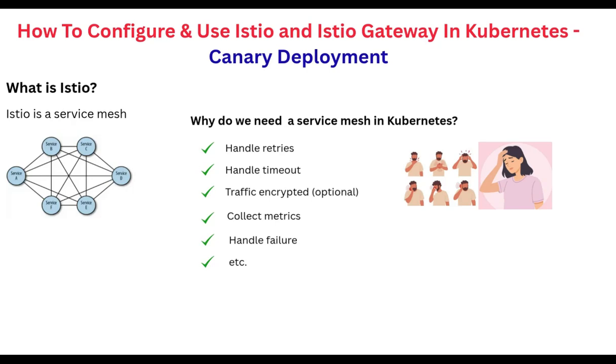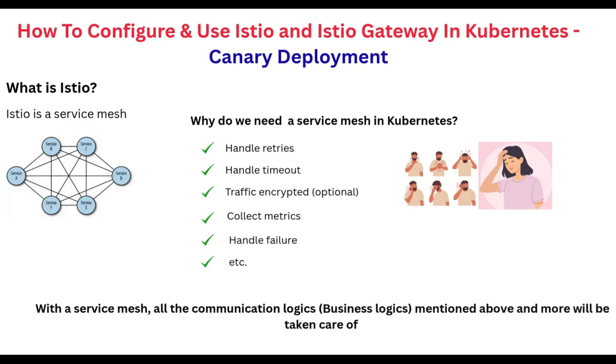And that's where Istio comes in. With Istio and even other service meshes, Istio is not the only service mesh we have. We have other service meshes like Linkerd, Consul, Kuma, the AWS App Mesh, right? So with a service mesh, all those logics would be taken care of.